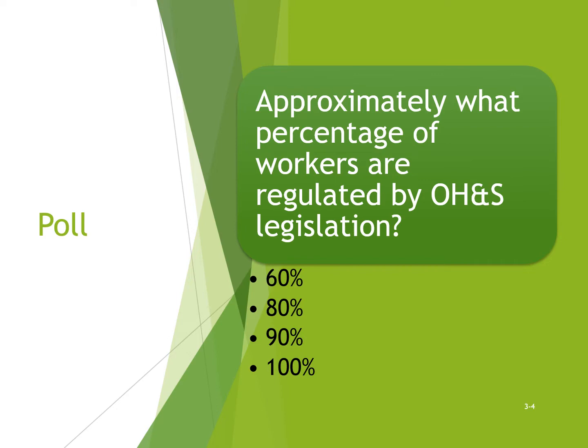Approximately what percentage of workers are regulated by Occupational Health and Safety Act? Well, first thing you have to ask yourself is who is covered under the occupational health and safety legislation. In Ontario, if you're an Ontario employer and you're not federally bound, which means you're not, let's say, an airline, you are not a bank, you would fall under the Ontario Occupational Health and Safety Act.